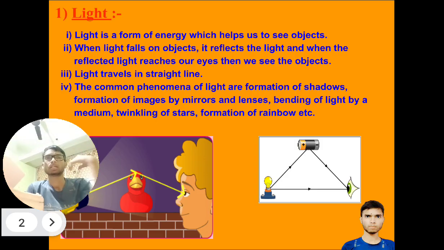Remember, always remember, here you can see light is going in a straight line. That's why this light, which goes in a particular direction, looks like a straight line, which is what is actually happening. Now next we have the common phenomena of light, the formation of shadows.